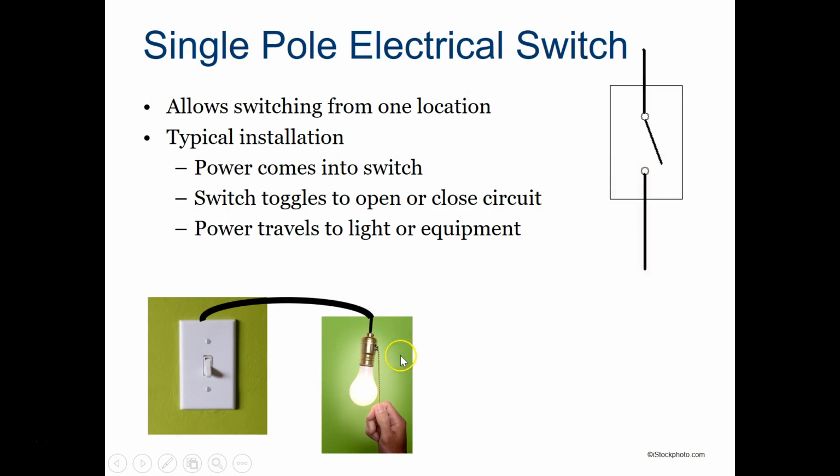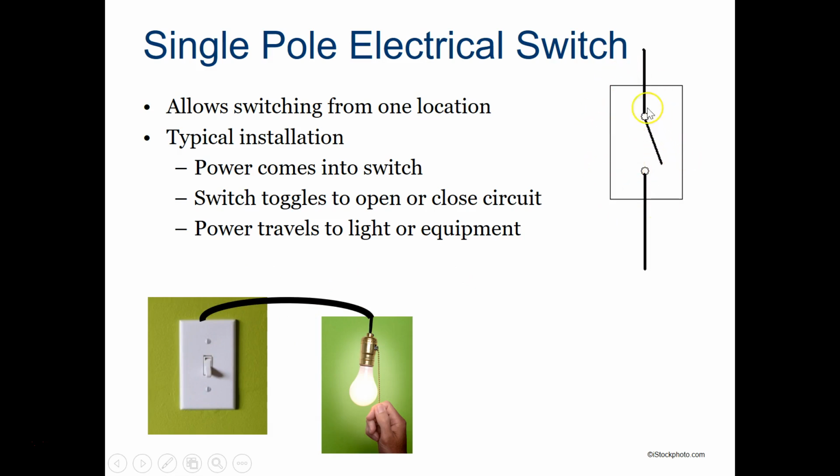Now, when you turn on a light bulb around your house, if you have a single switch that attaches to one light bulb, as in there's no other switches around your house that connect to this light bulb or light fixture, whatever it is, that's called a single pole electrical switch. It allows switching from one location, and it typically is that the power comes into the switch, and then the switch has a set of wires that go up to the light, and this determines whether the power is allowed to flow through it.